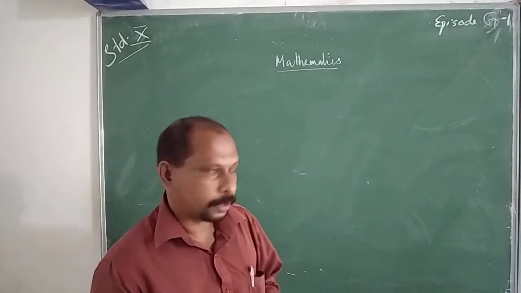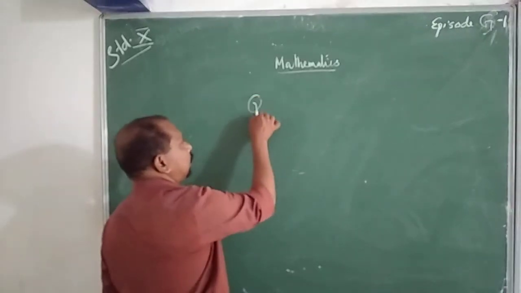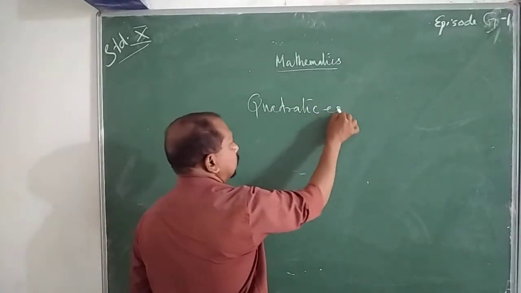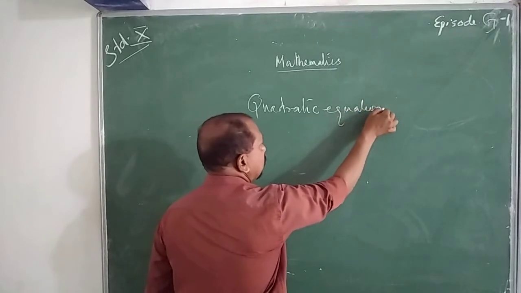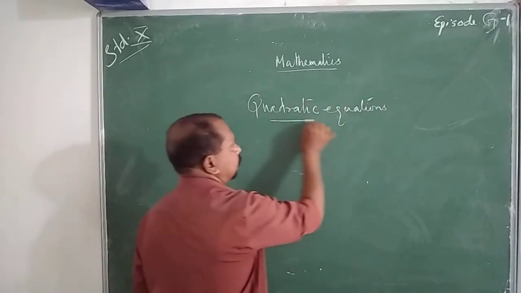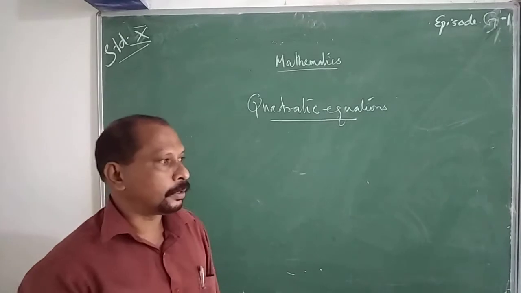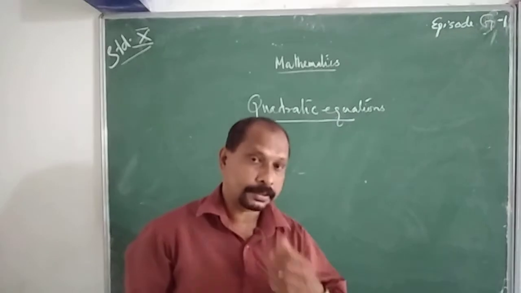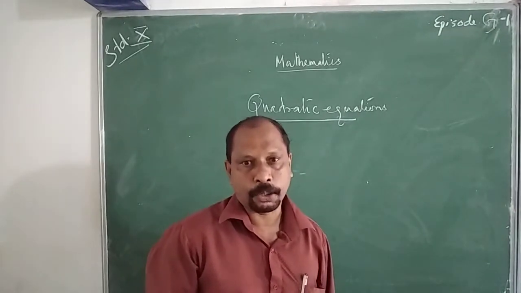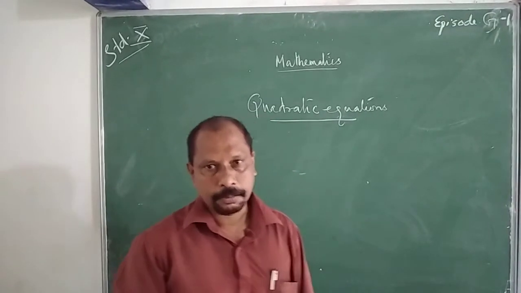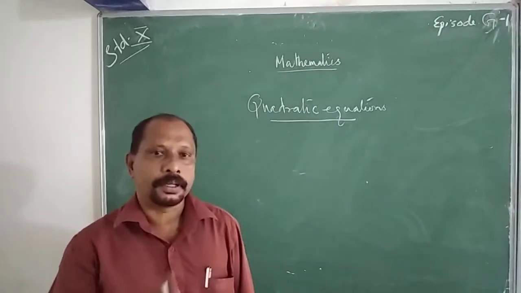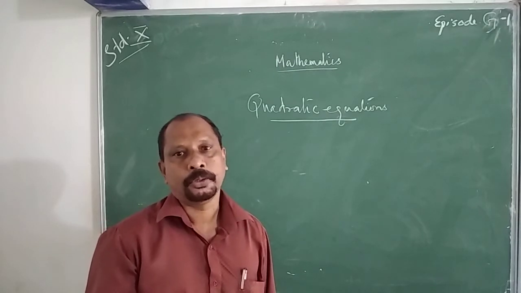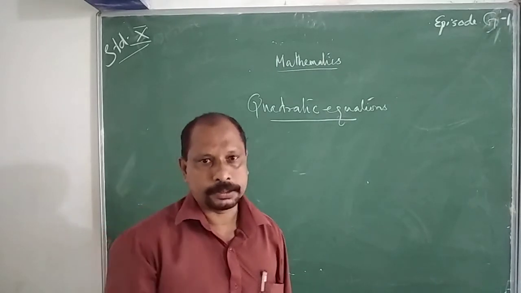Then the fourth chapter is quadratic equations. That is the fourth chapter. We know that there is an equation. Equation means an expression with an equal sign is an equation. But an expression with less than, greater than, or not equal to is known as an inequality.